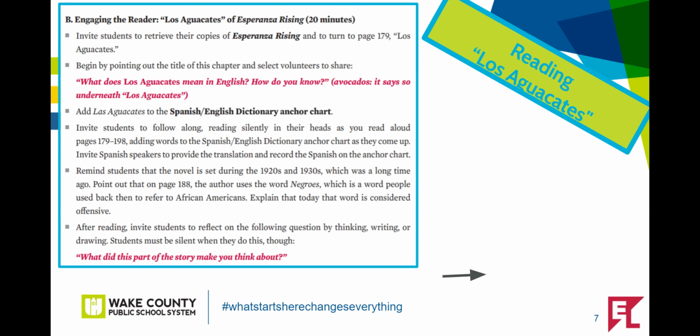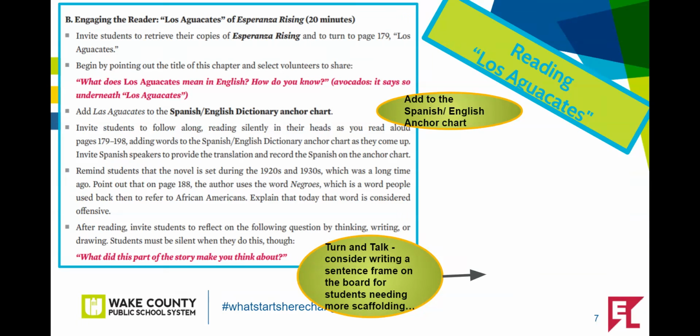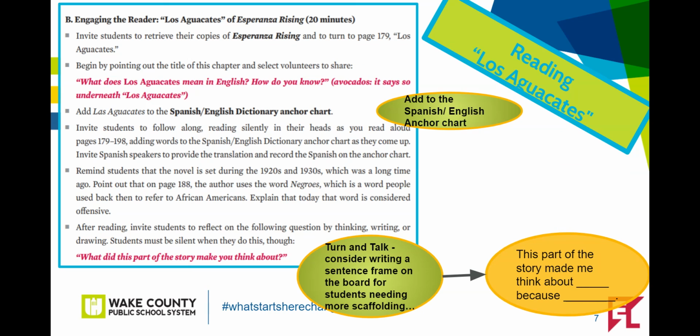As you read Los Aguacates, discuss the meaning and have Spanish-speaking students help. Add to the Spanish-English dictionary anchor chart. After reading, do a turn and talk and consider writing a sentence frame on the board for students needing more scaffolding, such as, "This part of the story made me think about ___ because ___."